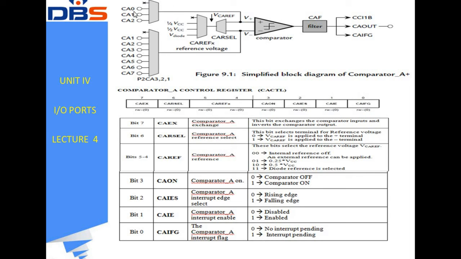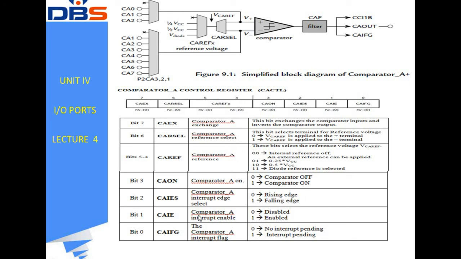So see here, these two are external inputs, and we are taking three values here: 1/4 of VCC, half of VCC, and a V diode. These are the reference input values. Among these three we are going to select any one of the values, and it is given as the reference value, VCA comparator A reference value. This reference value will be given as input, and we are going to compare it with V plus or V minus. These two are external input voltages.